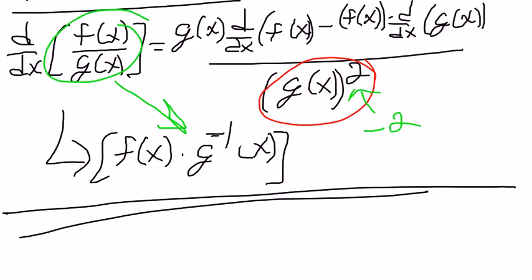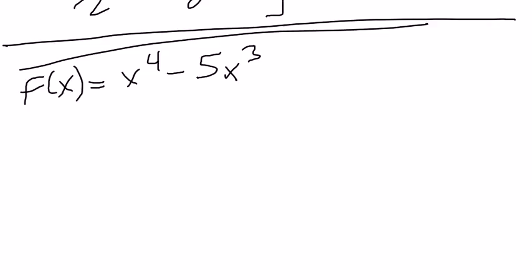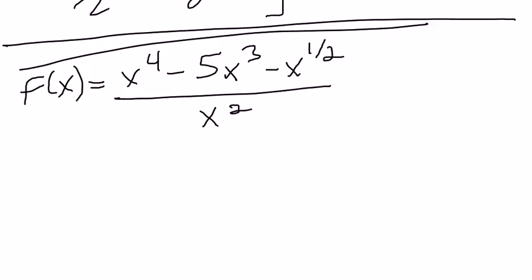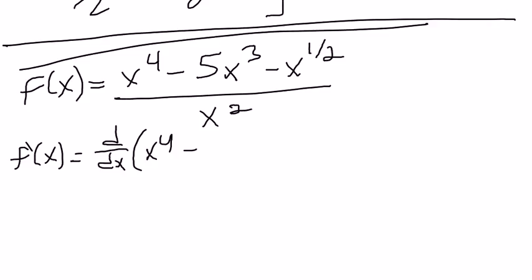So we're going to start off with a function f of x equal to x to the power 4 minus 5 times 3x minus the square root of x, or x to the power of 1/2, over x squared. What we're going to do is use the quotient rule to solve this. We're going to take the derivative of our top and multiply it by our bottom.